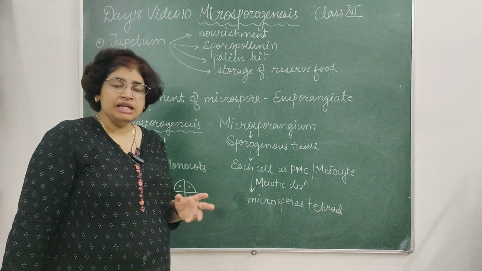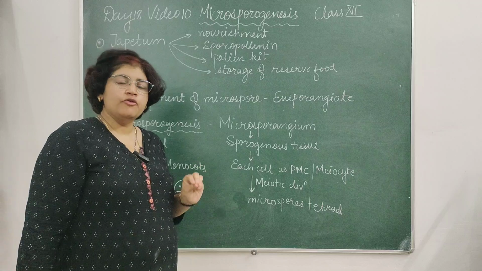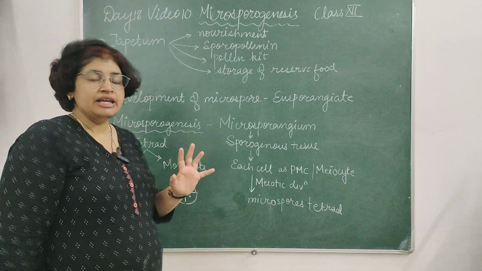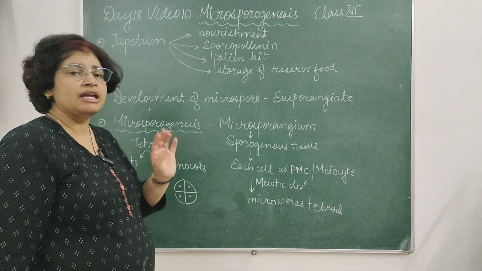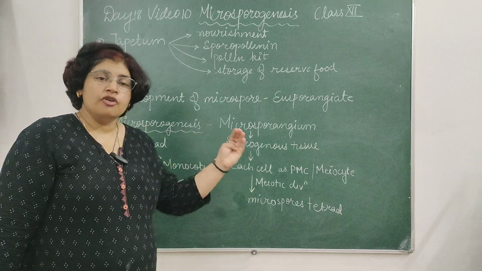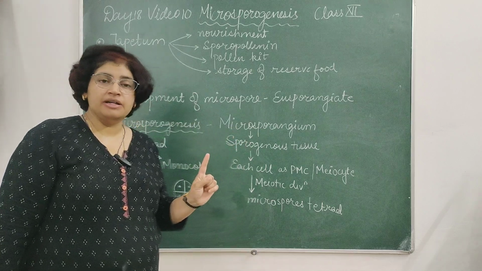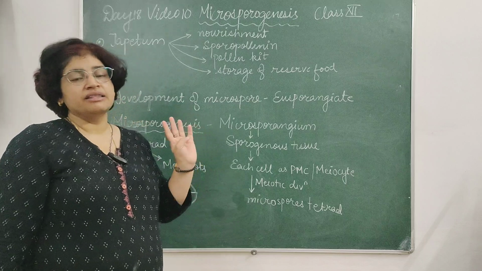Before we proceed, let us revise the previous one. In the previous video, we studied the structure of microsporangium. Each microsporangium is surrounded by 4 wall layers. From outside to inside, we first have the epidermis, then the endothecium, third the middle layers, and then the tapetum.